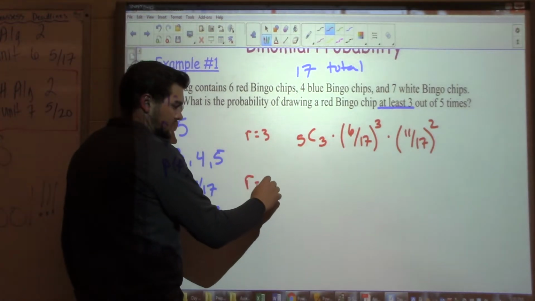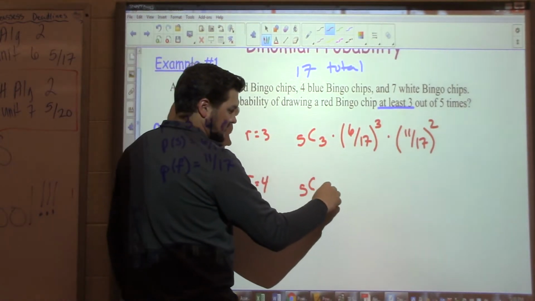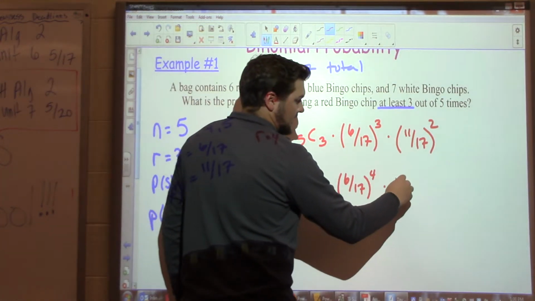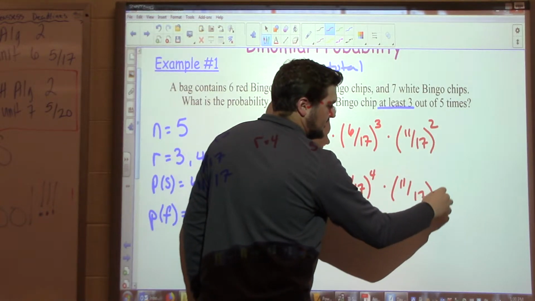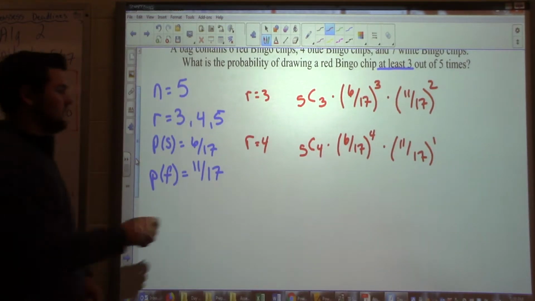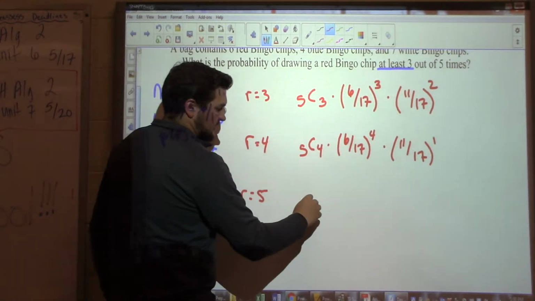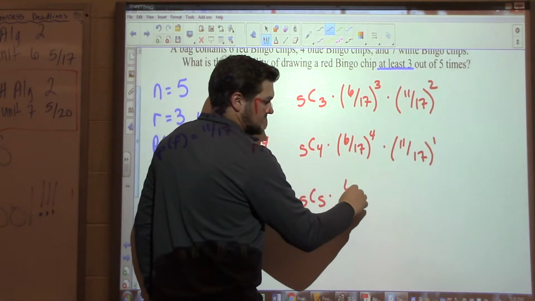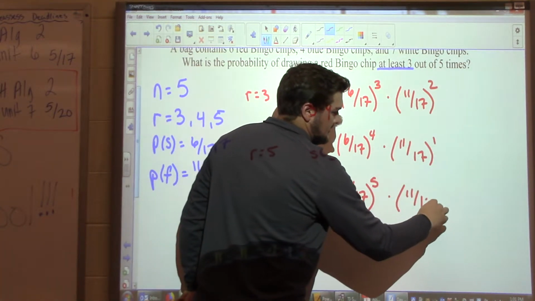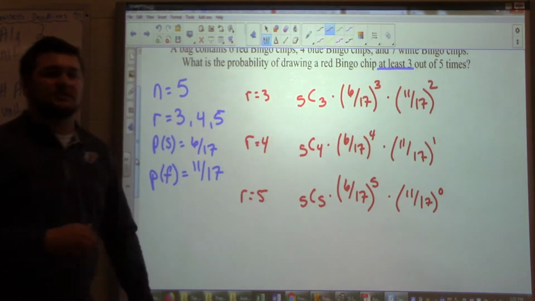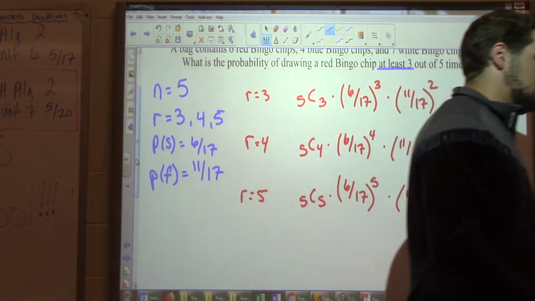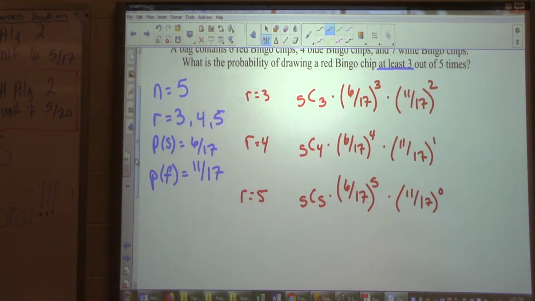Then r equals 4. 5C4 times 6 over 17 to the fourth times 11 over 17 to the first. N minus r, 5 minus 4. And then for r equals 5, 5C5 times 6 over 17 to the fifth times 11 over 17 to the 0 power, right? Because 5 minus 5 gives me 0. So you just got to punch all 3 of those in your calculator.